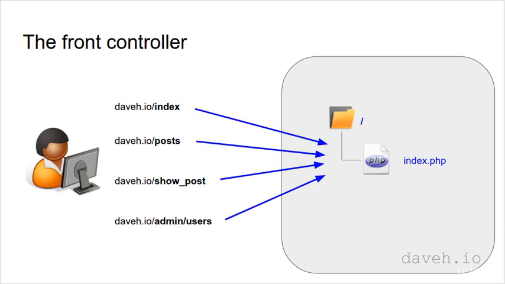Instead, every URL will go through the same file. This is known as using a front controller. Instead of mapping URLs to individual scripts, URLs map to actions inside controllers, but we'll discover more about controllers in the next section.